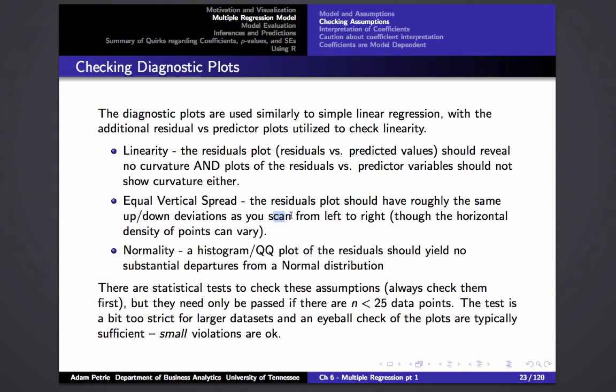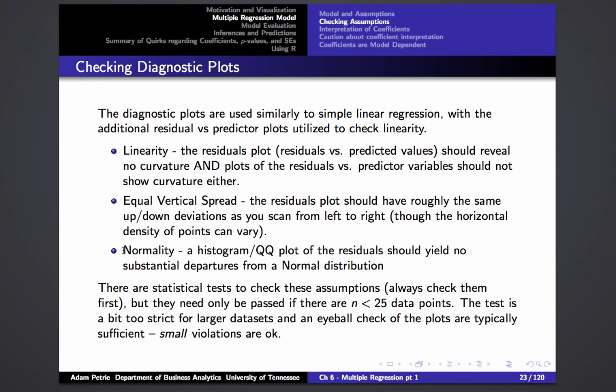So as you scan from left to right, make sure that the vertical spread going up and down is about the same. Remember, the horizontal density of the points can vary. The reason that this varies is just an artifact of what particular values of x the data happen to have. It doesn't have any sort of comment about whether or not regression is a good model.